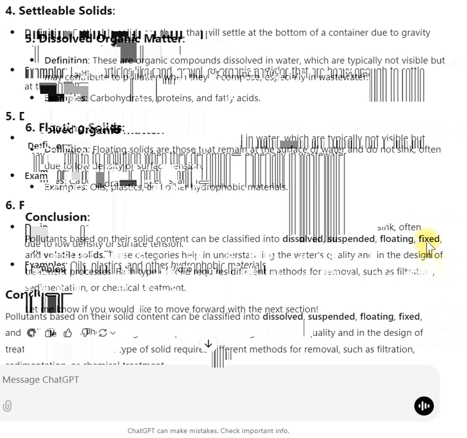Conclusion. Pollutants based on their solid content can be classified into dissolved, suspended, floating, fixed, and volatile solids. These categories help in understanding the water's quality and in the design of treatment processes. Each type of solid requires different methods for removal, such as filtration, sedimentation, or chemical treatment.